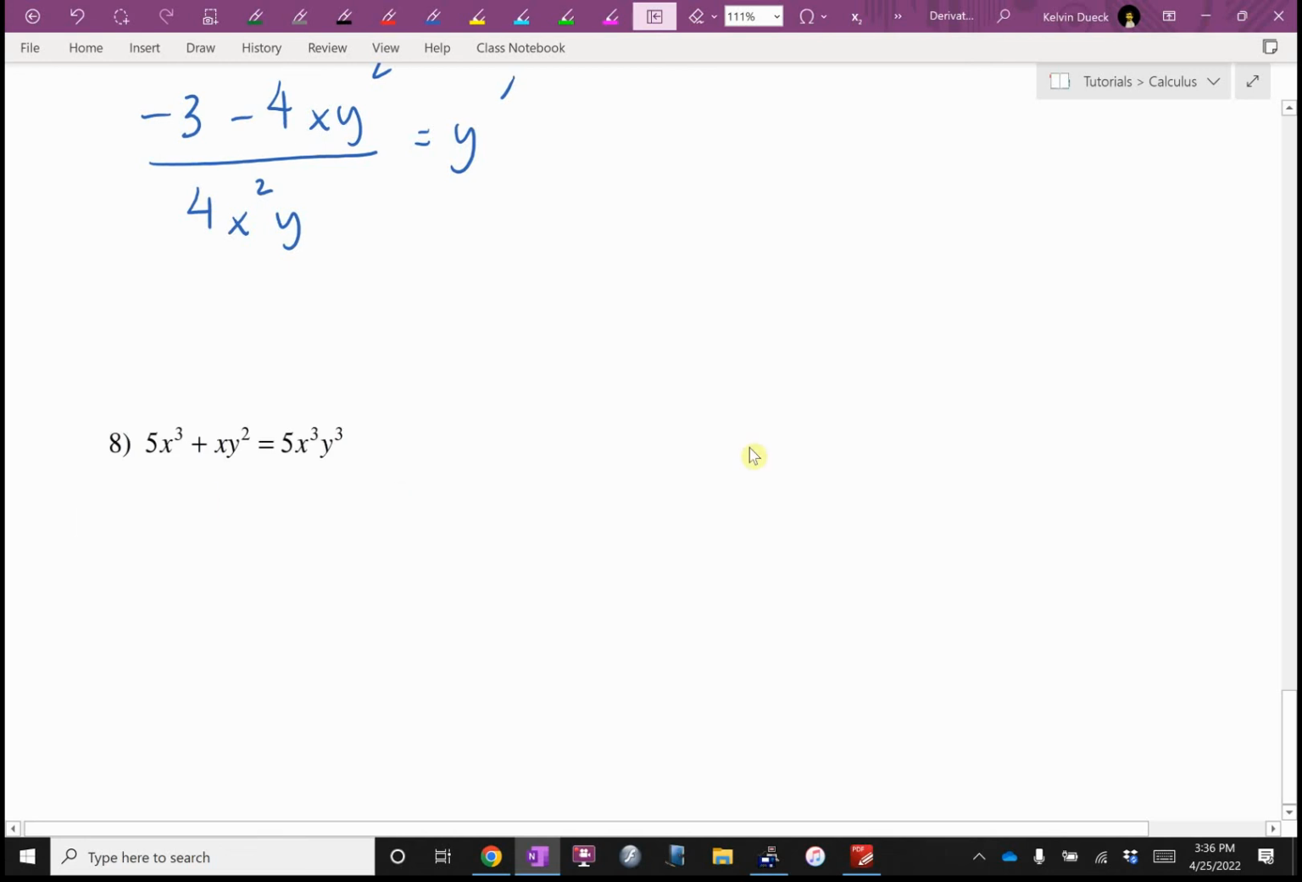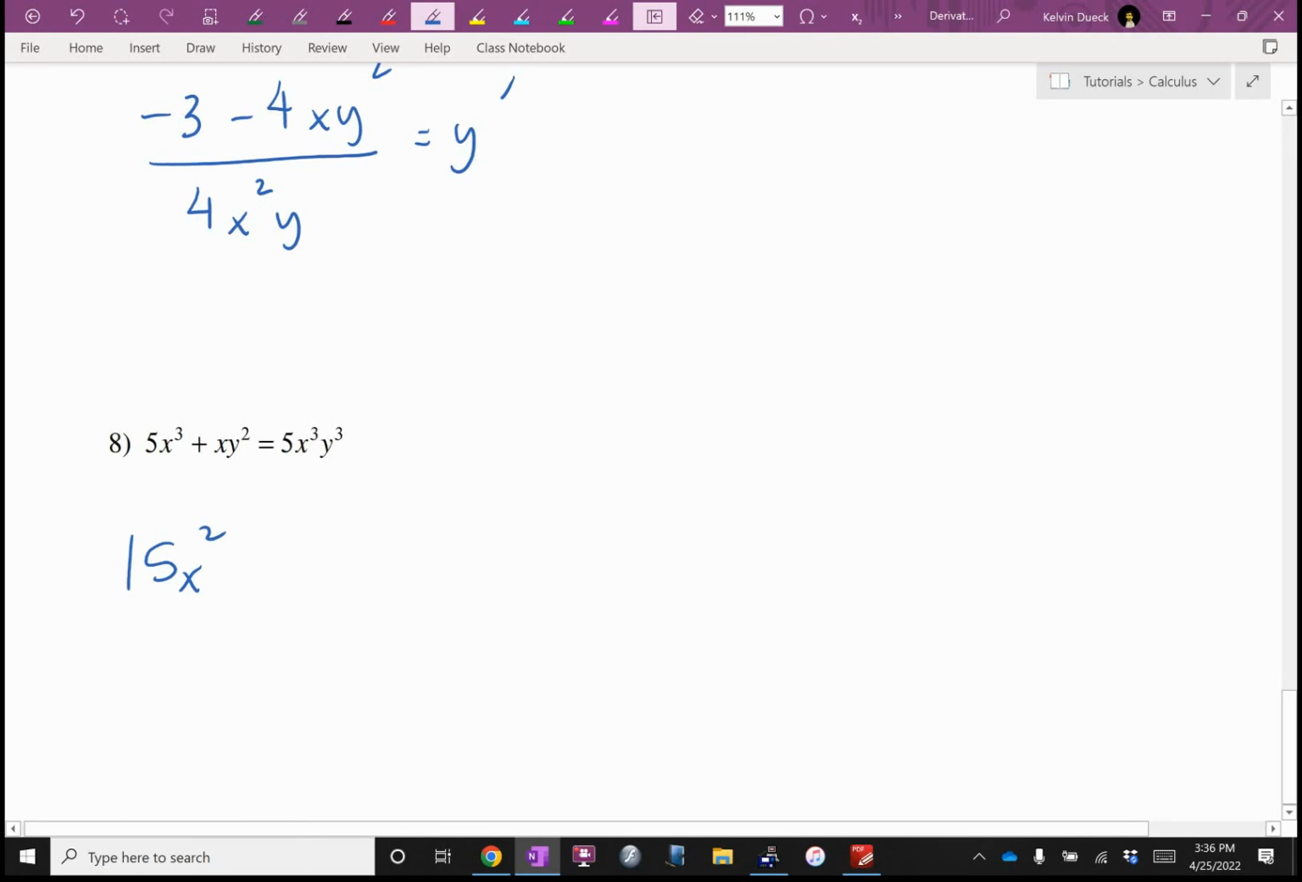Find y prime. Okay. The first term is easy. What's the derivative of 5x cubed? Technically times the derivative of x, but that's just 1, so who cares? We know it's not a function. Ooh, product rule.